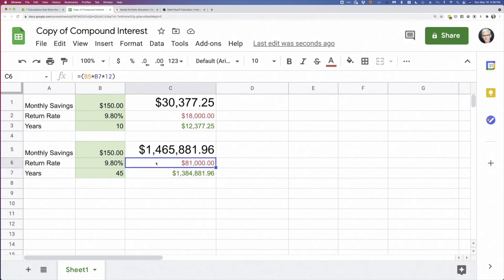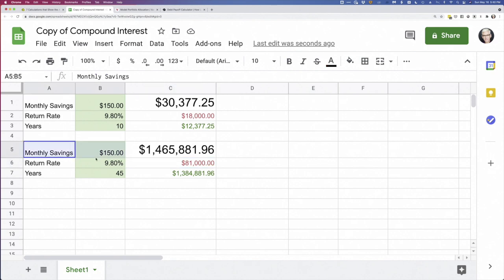We have to do the hard part, right? We have to do the $150 a month, year in and year out, or whatever amount you can save, to get the ball rolling. But once we do, over time, eventually compounding takes over and works its magic.